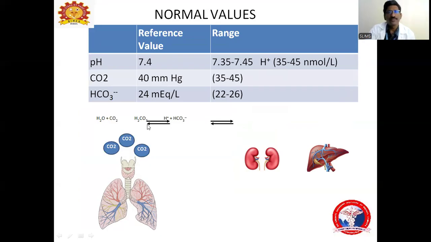See here, the carbon dioxide combines with water to form carbonic acid, which dissociates into hydrogen and bicarbonate. So this carbon dioxide can be handled by lungs, and bicarbonate can be handled by liver and kidney. In the liver, it forms urea, and the kidney excretes the urea.